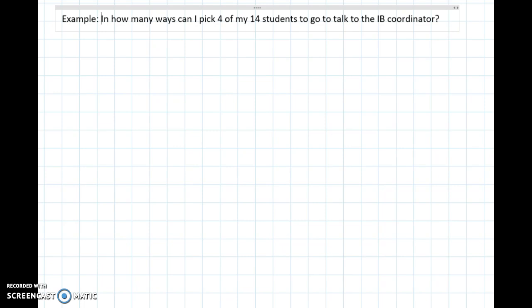But before, I wanted to pick 4 of them and arrange them on a line. Here the students are not lining up, they're just going to leave the class, 4 of them, and go 1 floor down to the IB office and talk to the coordinator. And there's no line, so I don't care about the order. That's the first thing that we need to notice here. The order is not important. I just want 4 of my students.